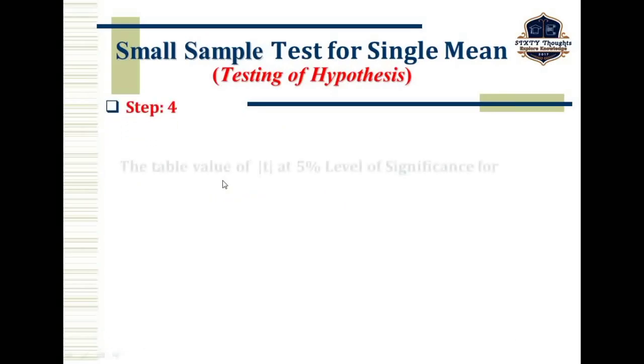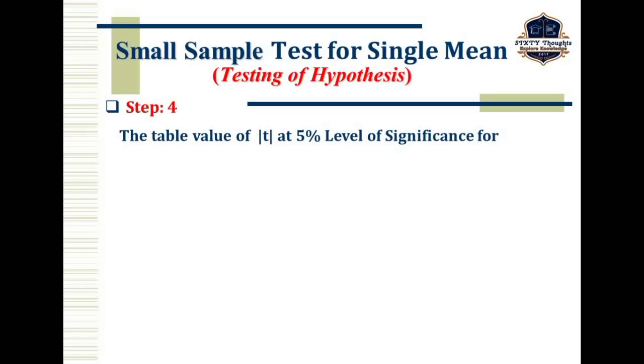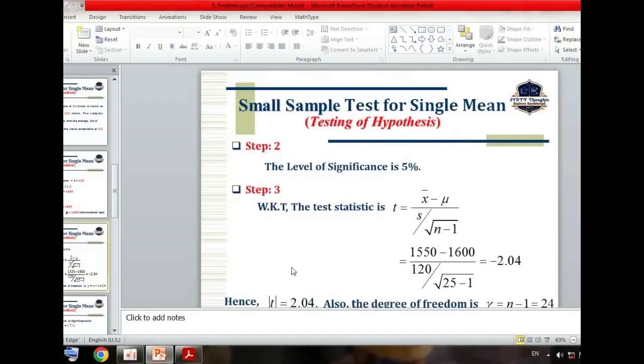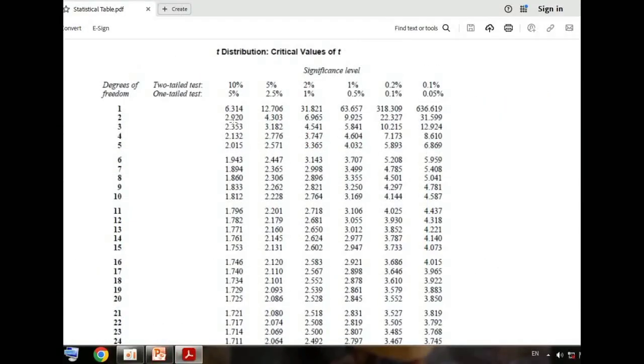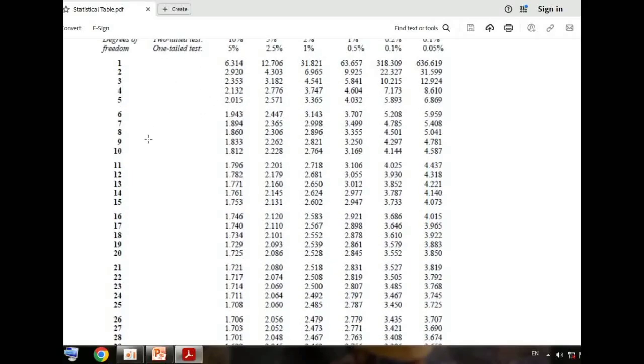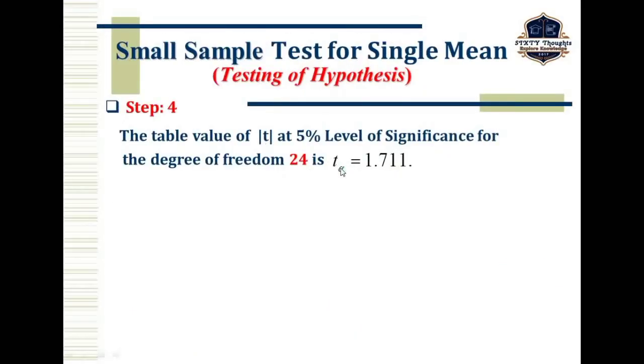Step number 4: we write the table value of the given problem. The table value of t at 5% level of significance for the degree of freedom 24 is t alpha equal to 1.711. How do we write this? Using the statistical table, this is the t distribution critical value of t. The given level of significance is 5%, and our problem belongs to a one-tailed test. So we go to degree of freedom 24, and the 5% value is 1.711. So we get t alpha equal to 1.711.